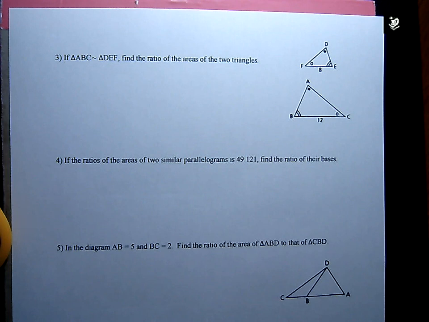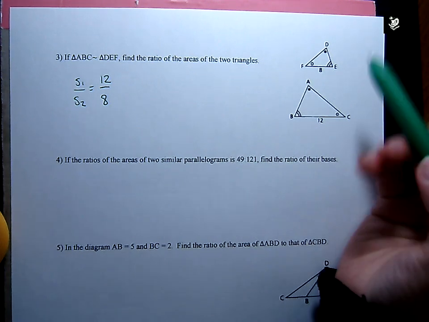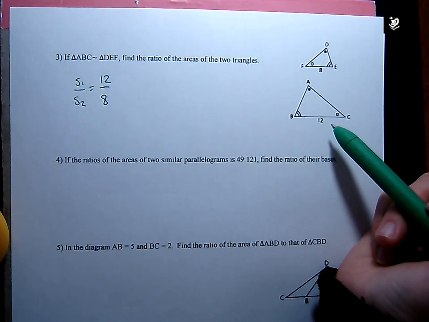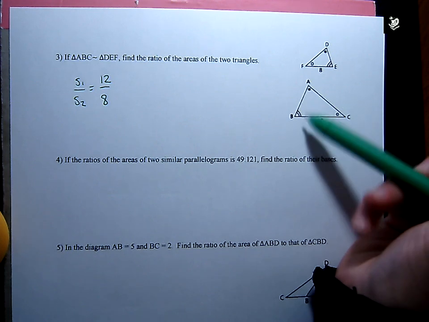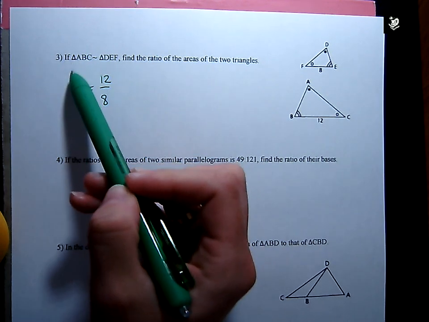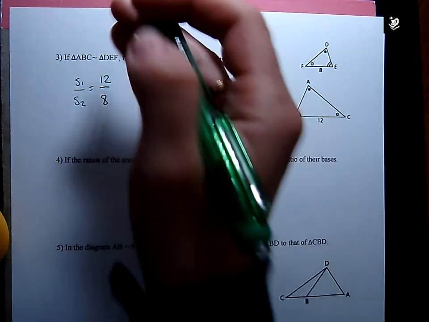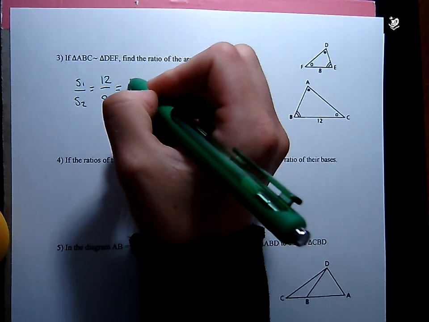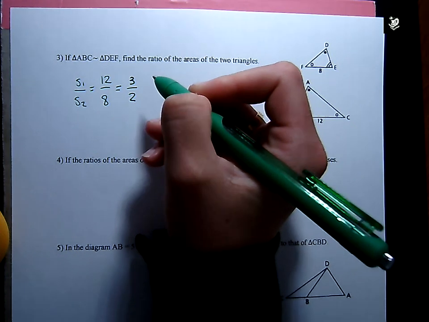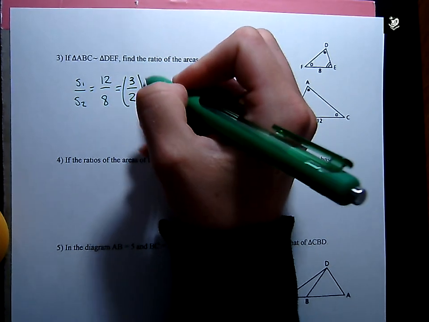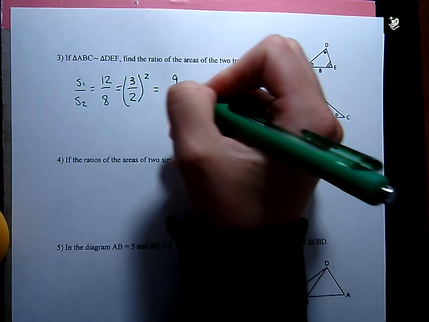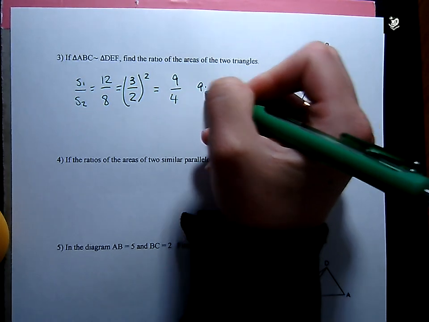So let's look at number 3. If triangle ABC is similar to triangle DEF, find the ratio of the areas of the two triangles. So just like the pentagons, I have to take the ratio of the sides and square it. So 12 to 8, and they wrote the ABC first, so that's why I put the 12 on the top. And that is going to simplify to 3 over 2. And then if you square that, we are going to get the ratio of our areas, which is 9 over 4, or 9 to 4.